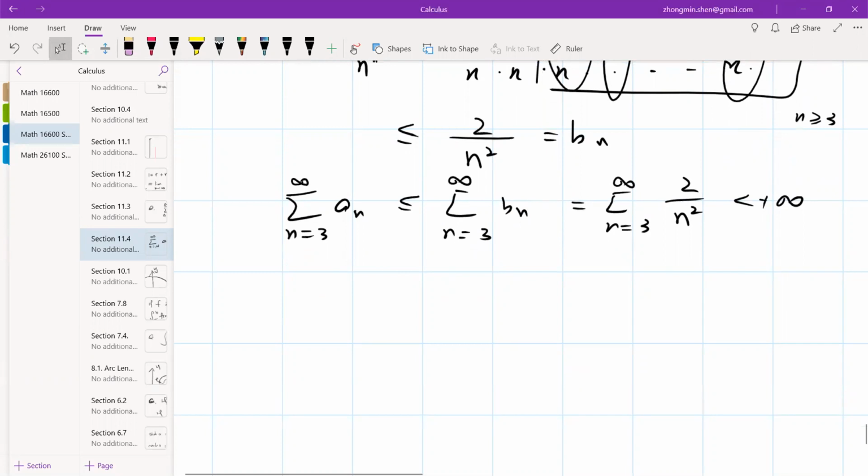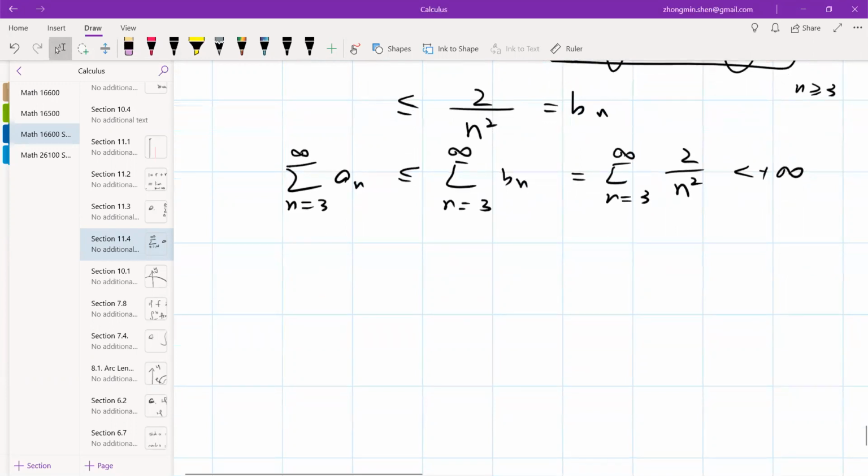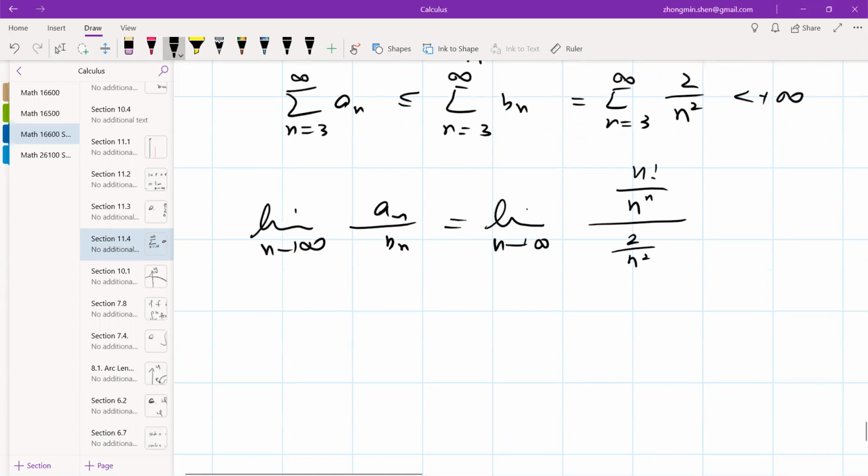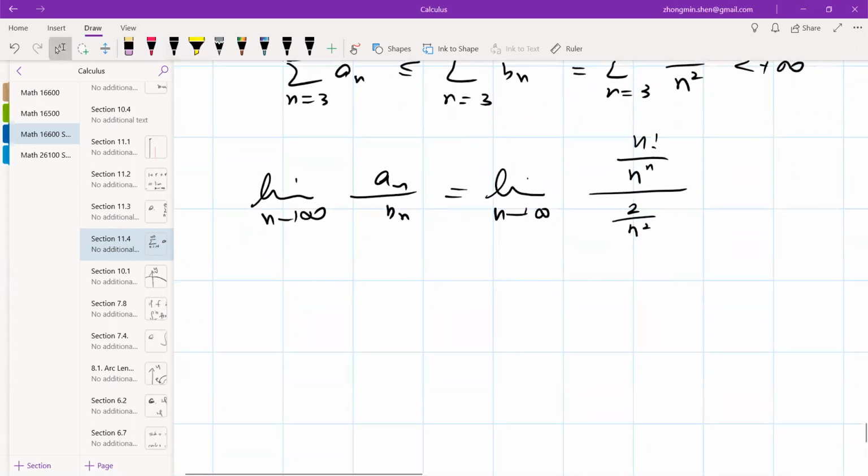Can we use a limit comparison? You still have to find the limit, right? You have to figure out a bn. Okay, so if you look at the limit comparison, you have an over bn for that bn. So you have to check n factorial over n to the power n, and here is 2 over n squared. And that limit is going to be 0.